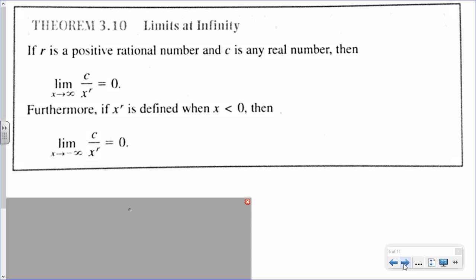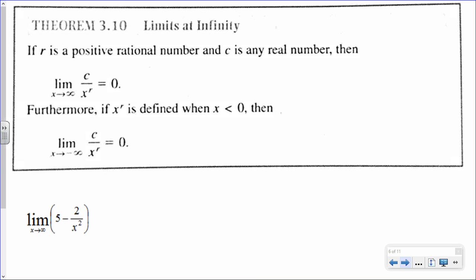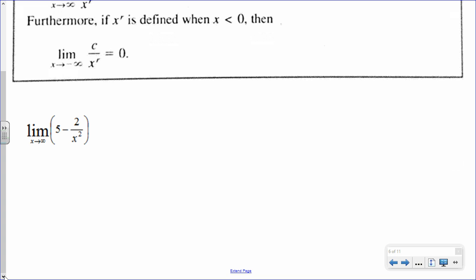So some constant over a polynomial, we're going at a limit towards either infinity. That fraction is going to get so small that it will approach 0, because your denominator is getting so big. Okay? So what does that look like? Here's our first example. The limit as x approaches infinity of 5 minus 2 over x squared.